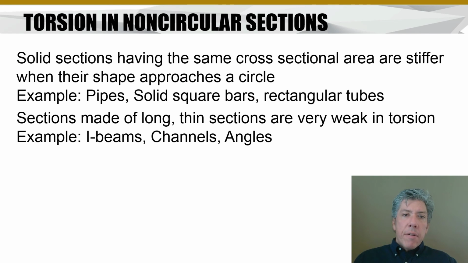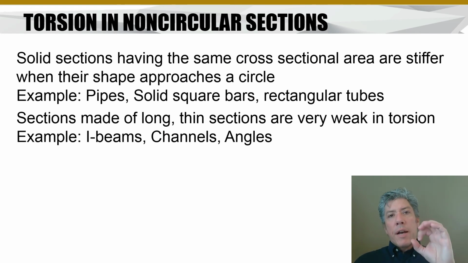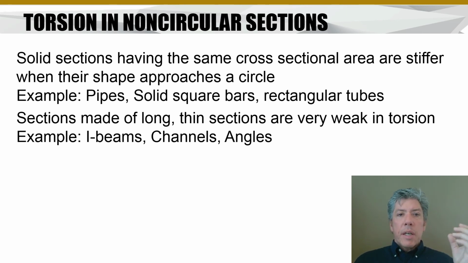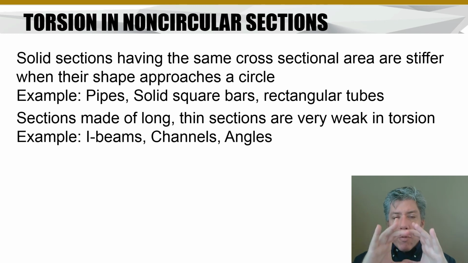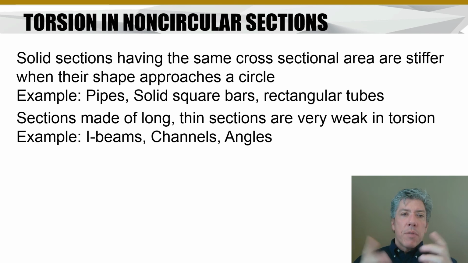What about if we have a non-circular section? So far we've talked about round shafts and hollow round shafts. I mean, this has not been a particularly riveting movie, right? There aren't very many characters here. So what about other sections? Well, actually, a circular cross-section is the stiffest cross-section. And the closer a section becomes to a round section, the stiffer it becomes.